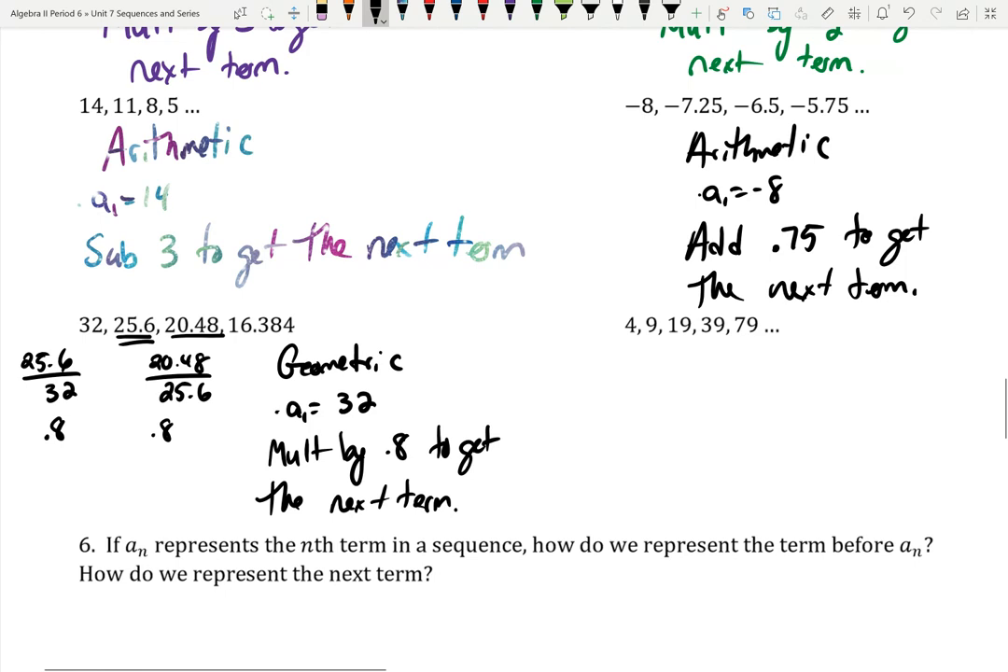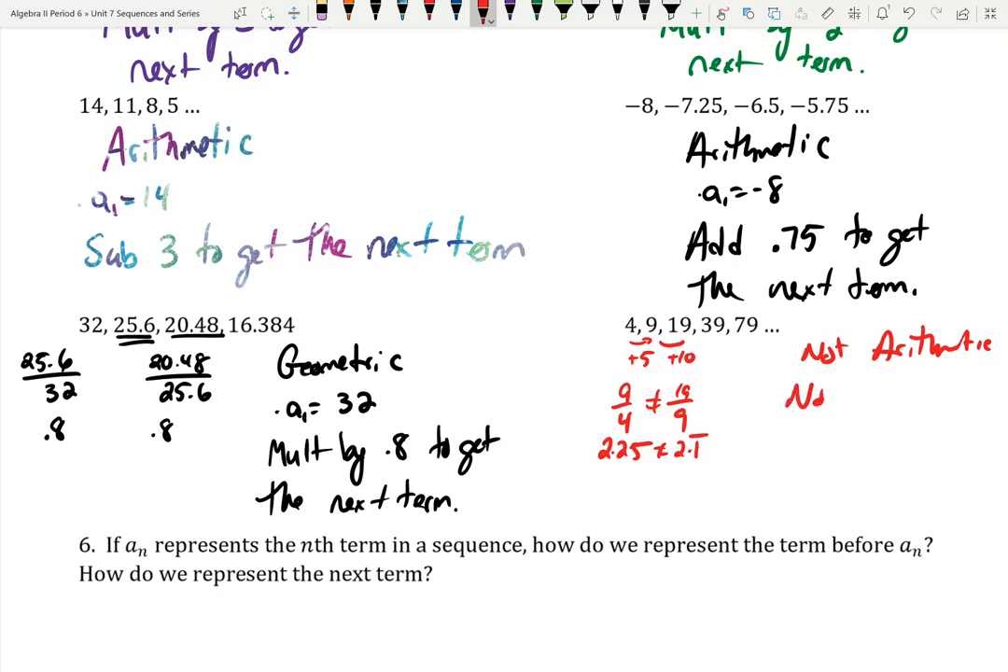And finally, this last one here. That's plus 5, plus 10. So it's not arithmetic. But also there's no ratio. 9/4 doesn't equal 19/9. 9 over 4 is 2.25, and 19/9 is 2.1 repeating. So it's not geometric, it's neither. This is a special type of sequence we're going to look at later on, not in this set of videos, but it's neither. It's not arithmetic, not geometric, it's just a different list of numbers.